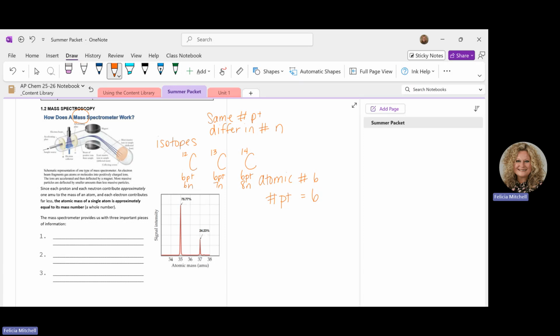Remember, if you change the number of protons or you change the atomic number of an atom, it's no longer carbon. Okay, like if I now had 7 protons, I would be nitrogen.